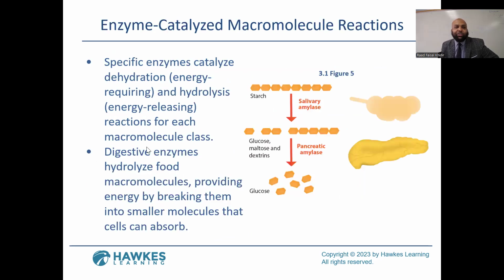Now, you have to understand that these reactions will take thousands and thousands of years if we don't have an enzyme. So there are specific enzymes that catalyze this dehydration. And you know, enzymes don't work for free. Enzymes need ATP, need energy. And hydrolysis is energy releasing.